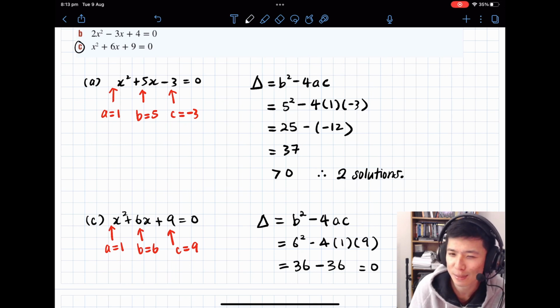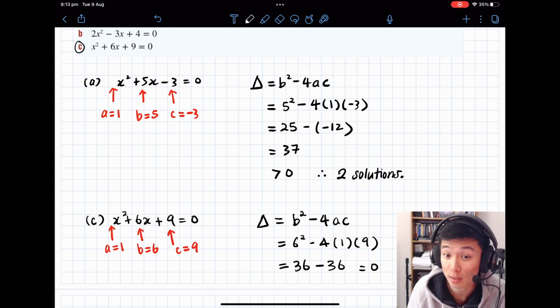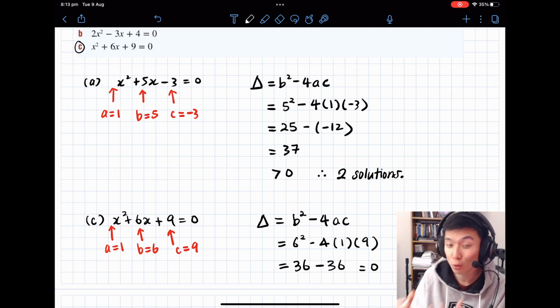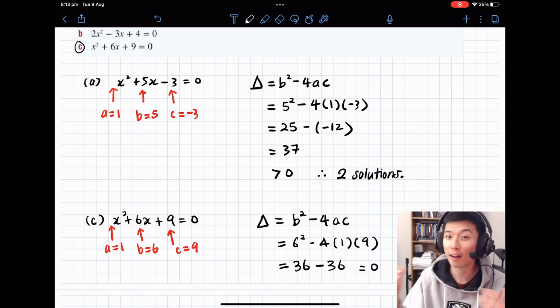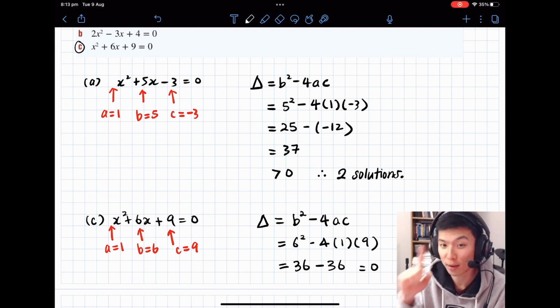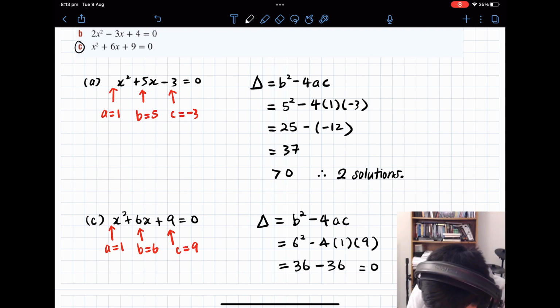And what happens when the discriminant is equal to 0? How many solutions will I have? Plus minus 0 doesn't do anything, so I'll just get 1 solution. So therefore, I have 1 solution.